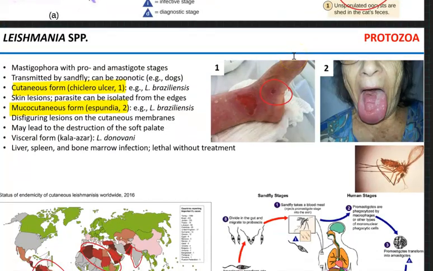And then there's a visceral form, also known as Kala Azar. It means something like black fever or something in one of the languages of India, I believe. Visceral leishmaniasis is very severe, and if untreated leads to death, like you die. Okay? Now, first of all, what is a scleral ulcer?